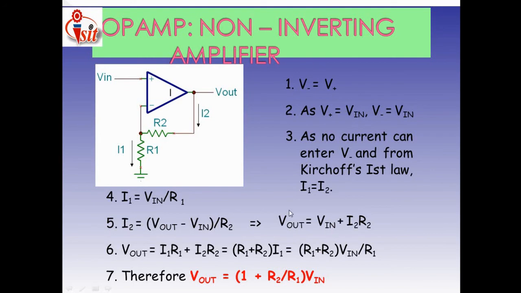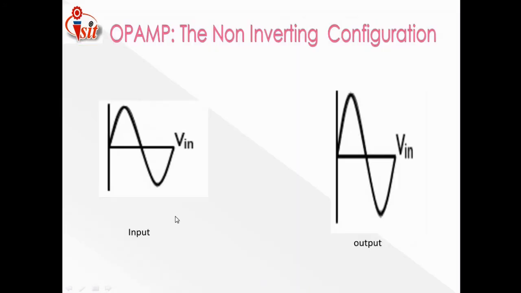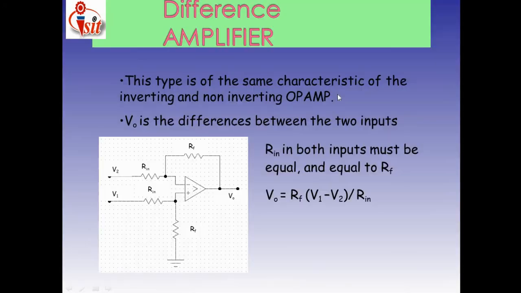Therefore, Vout is equal to 1 plus R2 by R1 into Vin. One can say here that instead of R2, if RF is the replacement, then this equation becomes Vout is equal to 1 plus RF by R1 into Vin. Then this is the waveform related to the non-inverting configuration. Whatever the input applied to the system, we get it as the output, but the only change is that the output is amplified. Just see here.